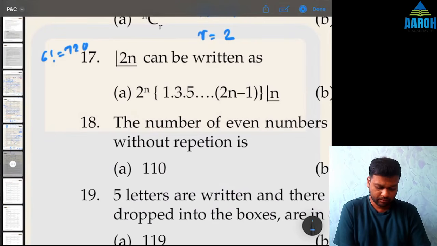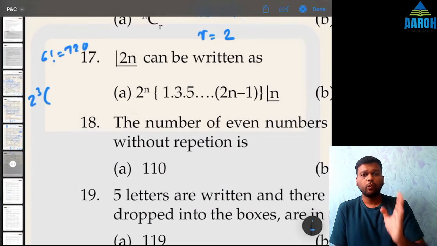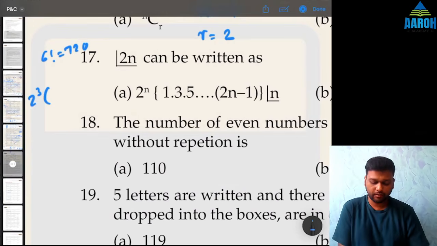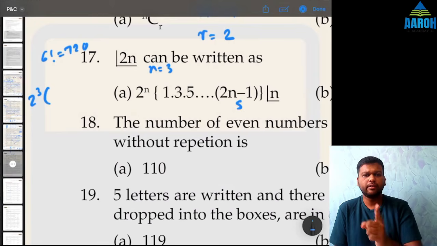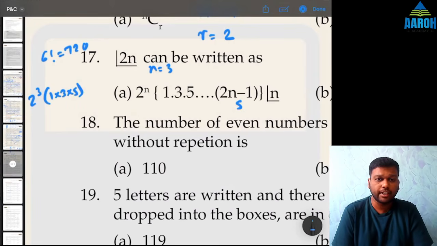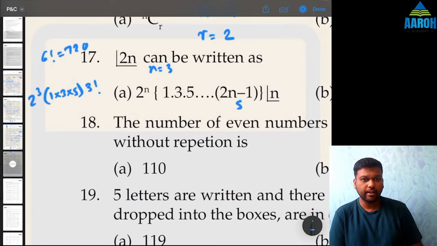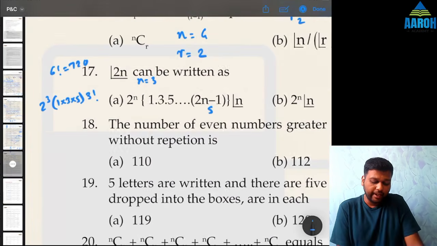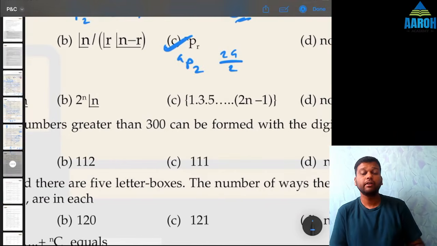Okay. First option, 2 raised to n, that is 2 raised to 3 into 135 up to 2n minus 1. What is 2n minus 1? N is 3. Okay. So 2n is 6 minus 1, that is 5. So 135 into n factorial, that is nothing but 3 factorial. So let's see, 2 cube is 8 into 1 into 3 into 5 into 3 factorial is 6. So 720.